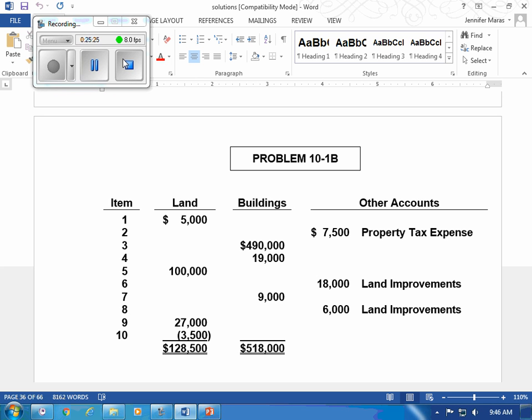I would love for someone to explain property tax versus ongoing as an expense versus property tax at the time of a purchase. Who can explain the difference? Good. You got it.